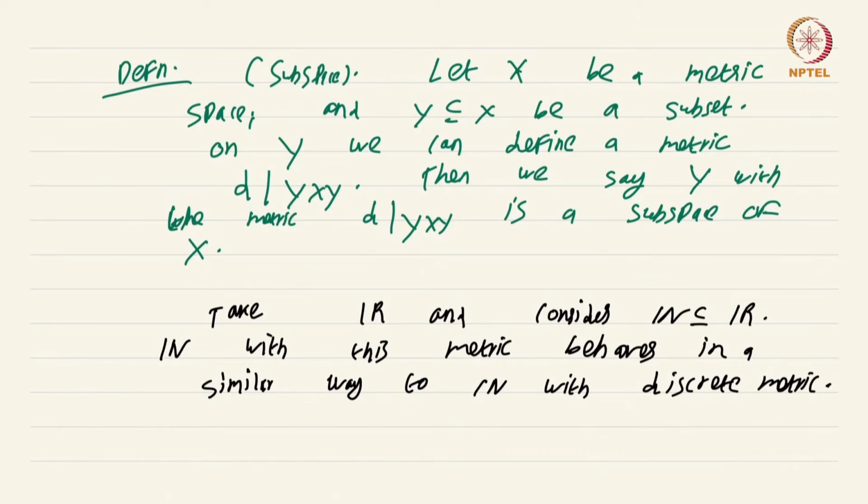Now I'm not going to make this precise. What I'm going to ask you to do is to think about this, and can you make this precise? What is the meaning of N with this metric looks very similar to the discrete metric? Can you make a more precise statement? I'm going to leave it to you as an exercise.